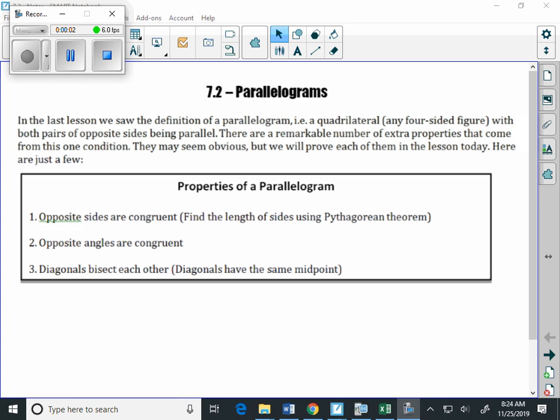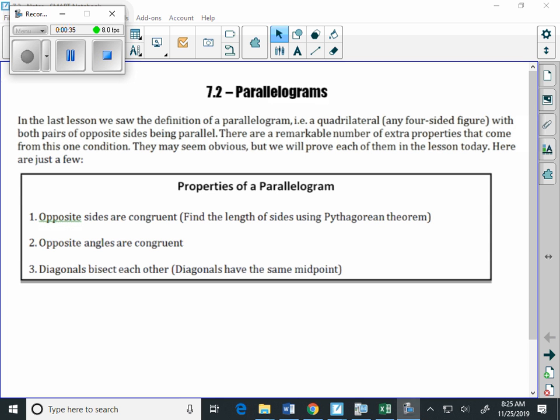Last lesson we talked about trapezoids, parallelograms, and kites. And we're going to get more in detail about parallelograms today. So just a reminder, a parallelogram is a quadrilateral, a four-sided figure, with both pairs of opposite sides being parallel. And we used the slope when we were working with things on our last set of notes. And now we're going to look at some more features of a parallelogram.